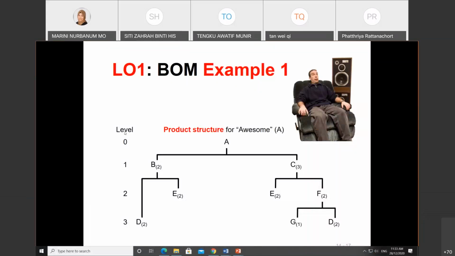Okay, for level 1, this is the first level where we need to calculate how many B and how many C in level 1. We know A is 50, so B would be 2 times 50. If you have a pencil and paper now, you can draw out the product structure as found here on the screen. Draw the product structure.